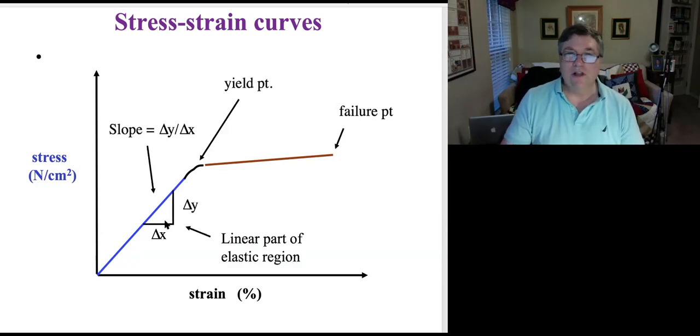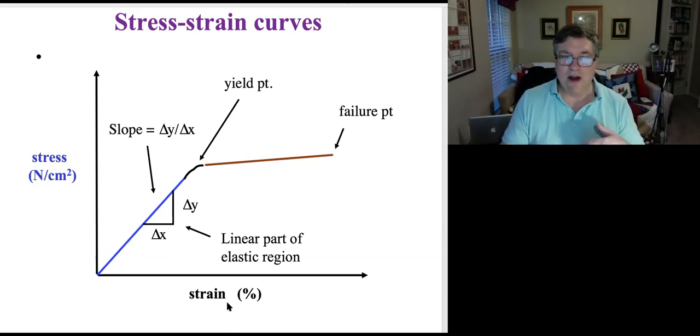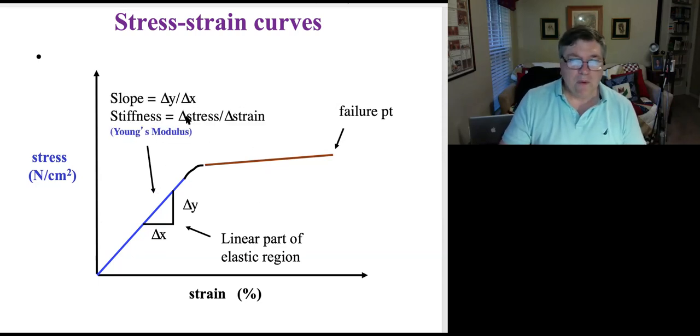So again, the slope of this line is the change in the y variable divided by the change in the x variable. The y variable is the stress and the x variable is the strain. When we put those together, we get a change in stress divided by a change in strain. That's the stiffness of the material. It also has a name called Young's modulus. The stiffer the material is, the steeper the slope.